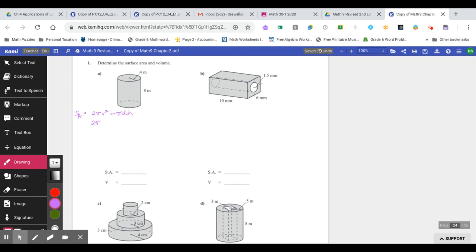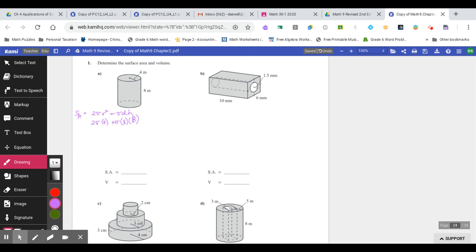2 pi, the radius is 4. So over here, the radius has to be 8, and the height is also 8. Type that math in, you'll get it. It's that simple. Okay, so not too hard.